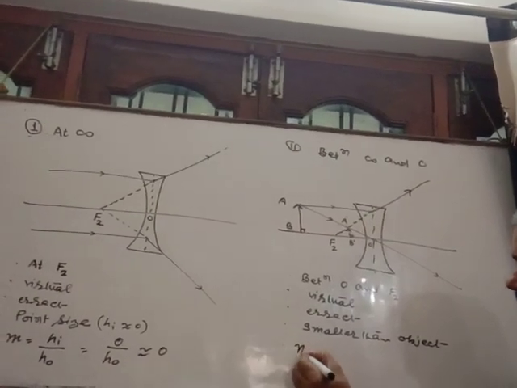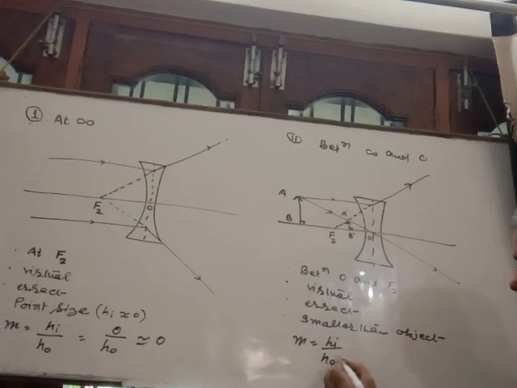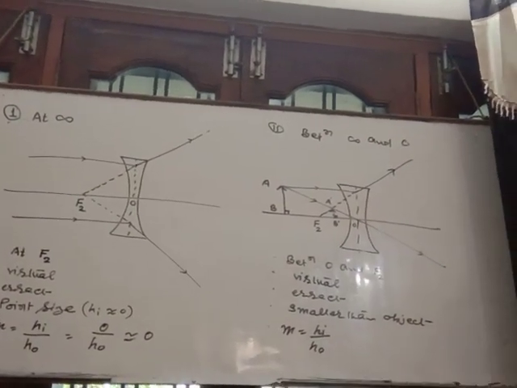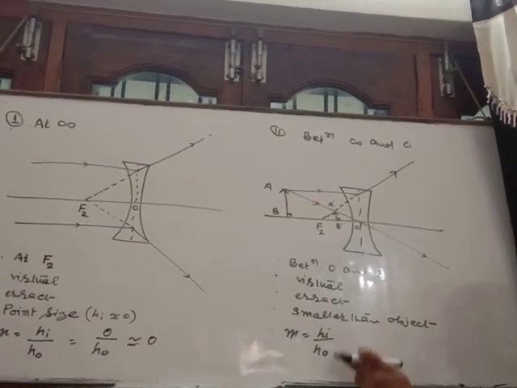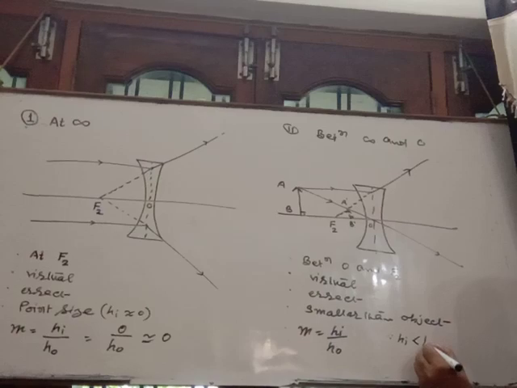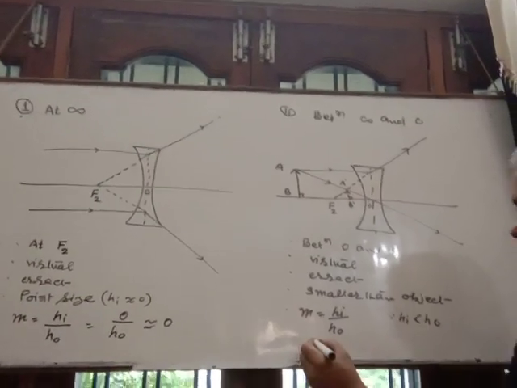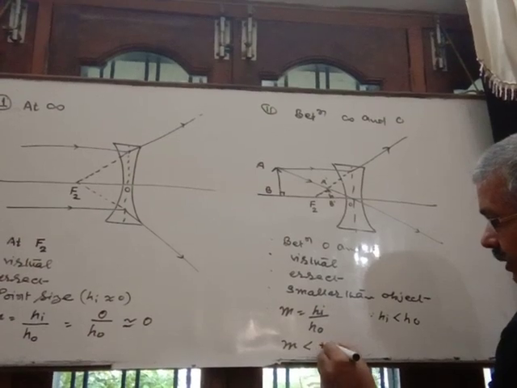and its magnification m is equal to hi by ho. See here, both are above the principal axis, so both are positive here, and hi is less than ho. Height of image is less than height of object. Therefore, magnification is less than +1.